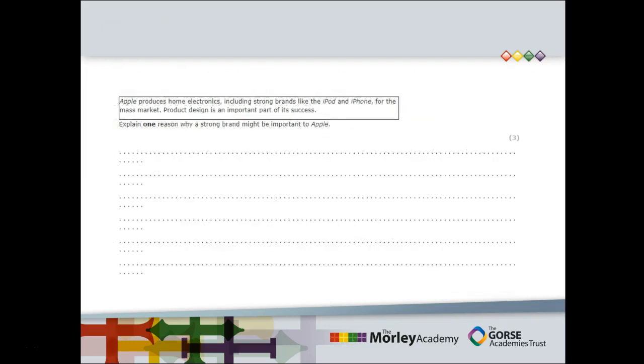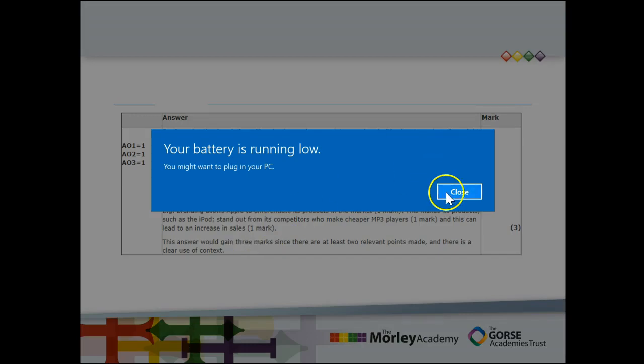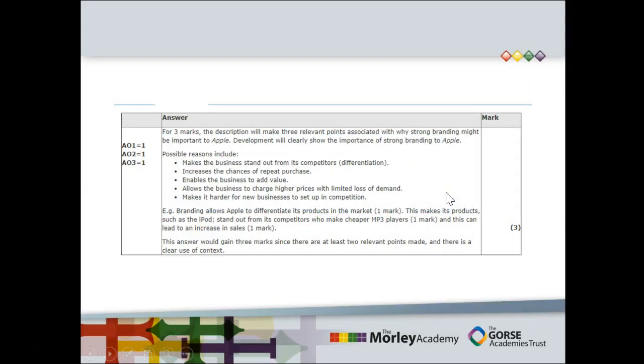So if we have a look, why is a strong brand important to Apple? Thinking about what was on the previous slide, you might just want to go back, have a go, and think about how you'd answer this question. And the mark scheme: branding allows Apple to differentiate, really good word. This makes its products such as iPod stand out from its competitors. So perfect there, great use of context, talking about what the business sells, and this can lead to an increase in sales.